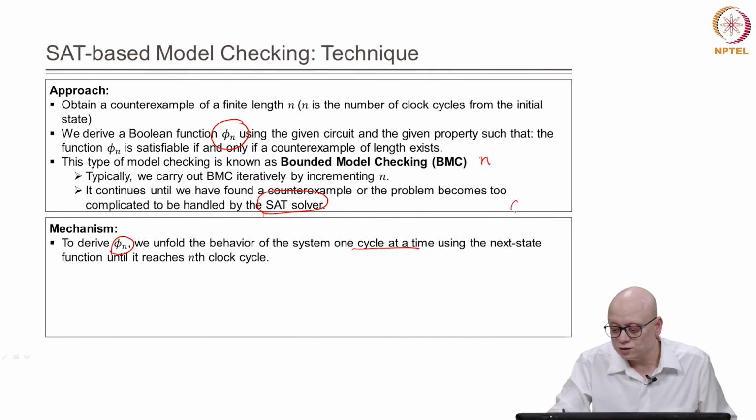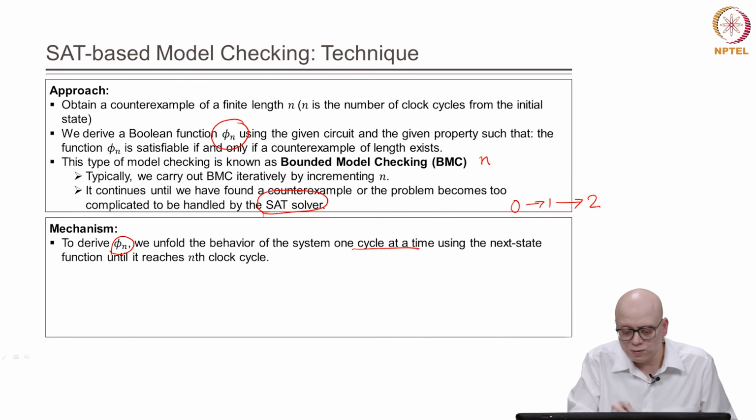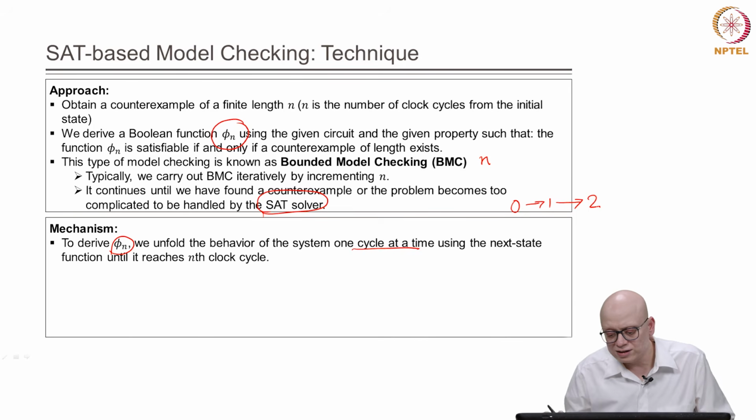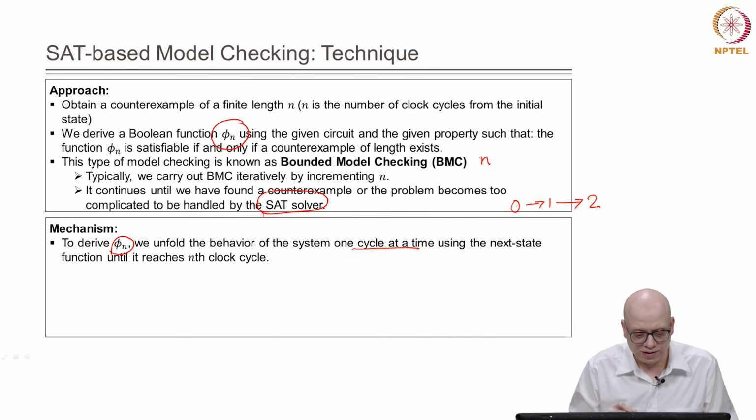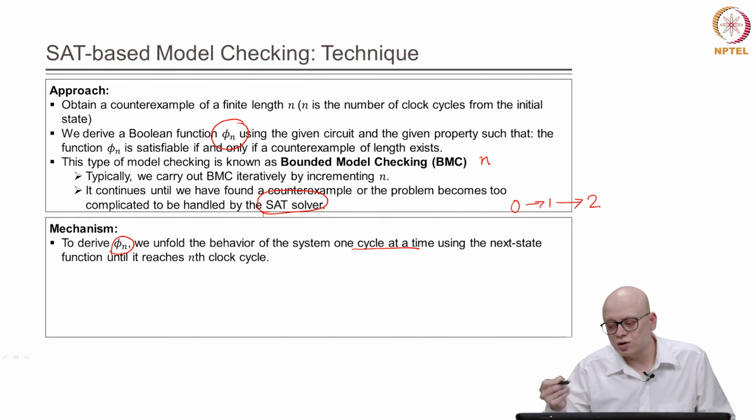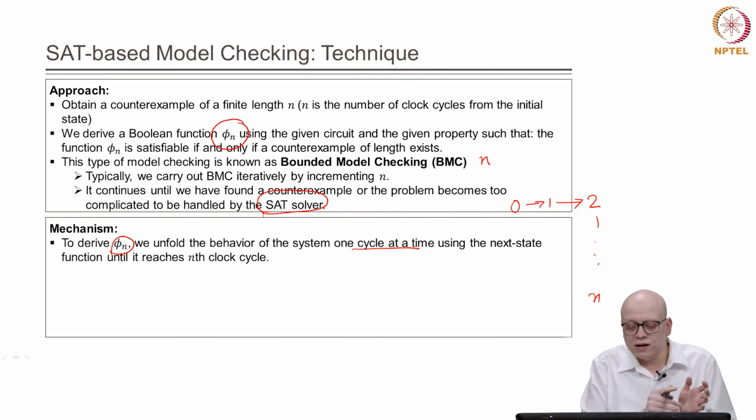So, we start with 0, then clock cycle 1, then what happens in clock cycle 2 and so on. We unfold the behavior of the system one cycle at a time using the next state function of the FSM until it reaches the n-th clock cycle. So, for clock cycle 1, 2, 3 and so on up to n, it will unfold the behavior of the system.